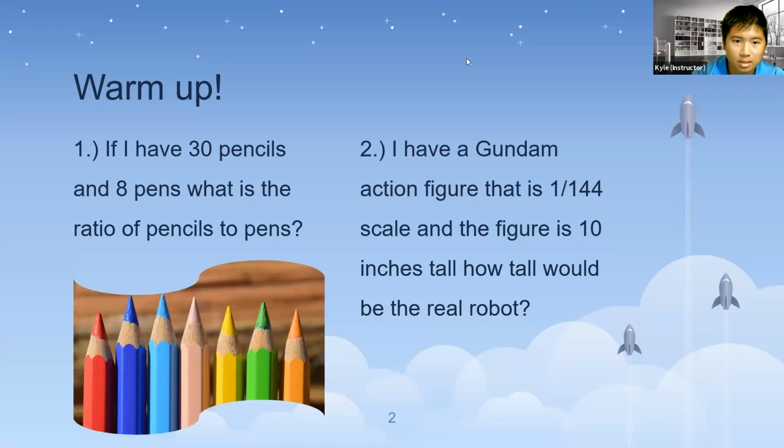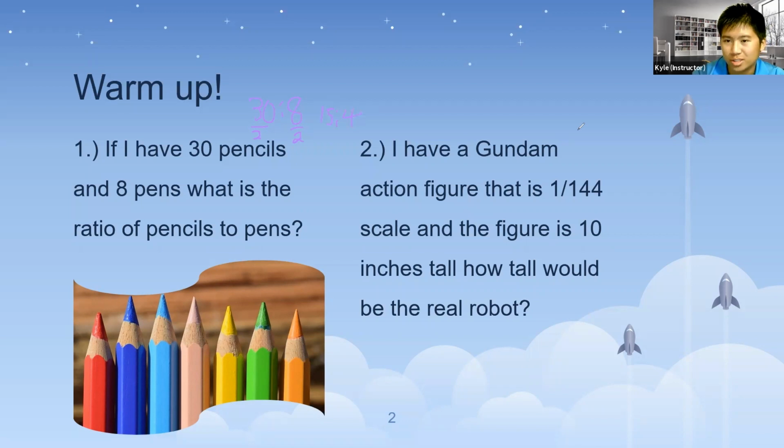So again, we have 30 to 8. And we can simplify this by 2 because both of these are divisible by 2. And we can divide both sides by 2. And then we get 15 to 4.